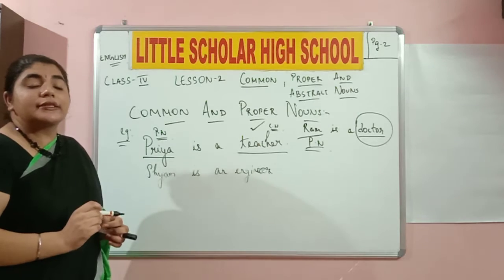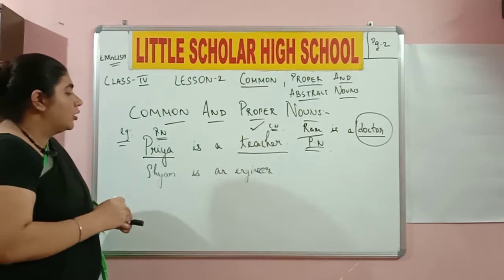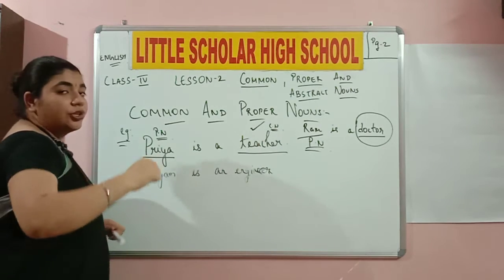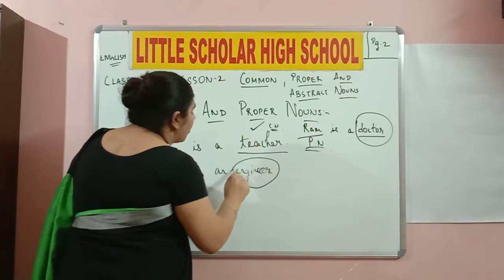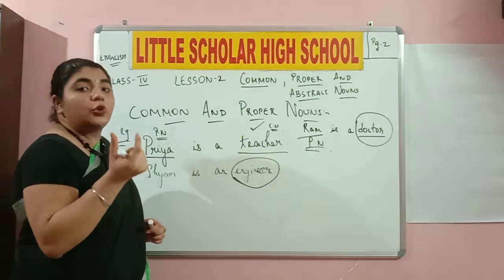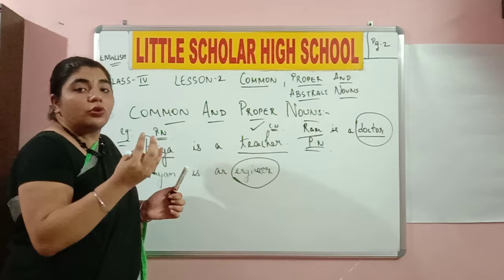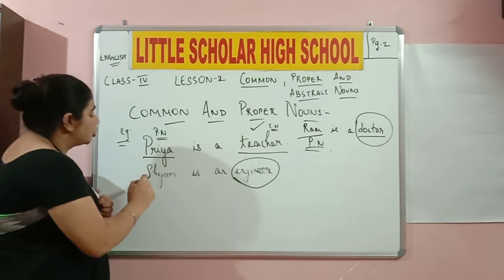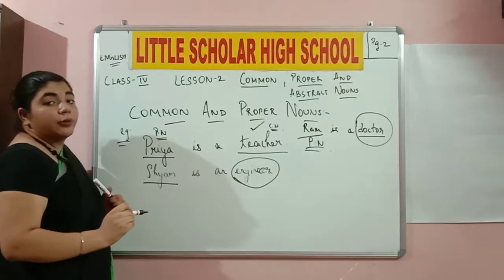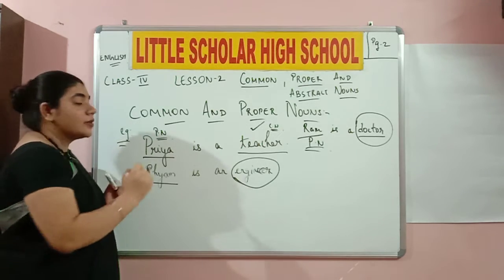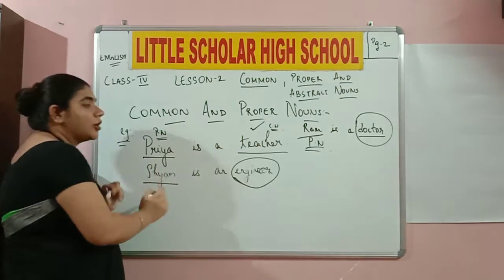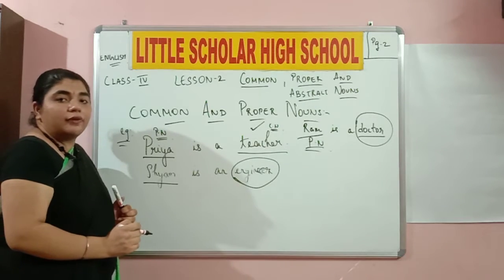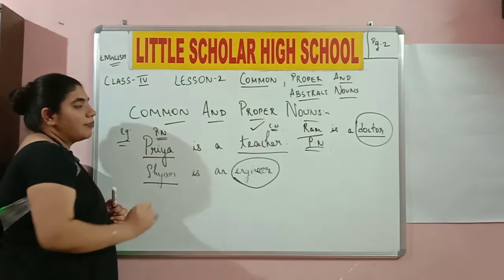What do you think is the common noun over here? Engineer is the common noun because it is the common name given to people who build buildings or do engineering. Fine. And what is the proper noun over here? Sham is the proper noun because, why is it proper noun? Because it is the specific name of that particular engineer. Okay with everyone? Let's look at the examples that we have discussed.